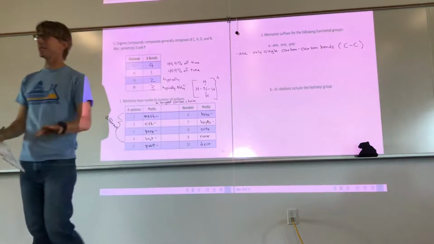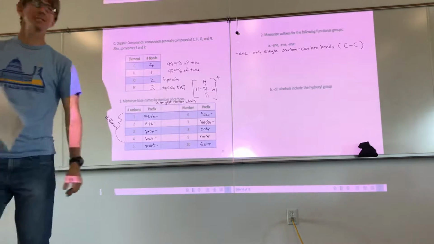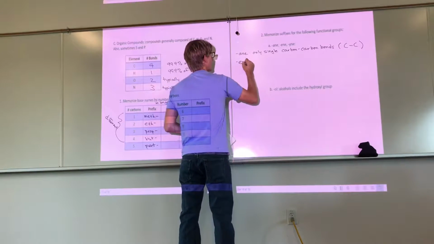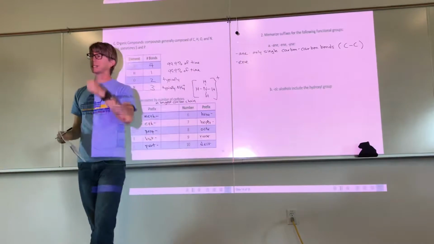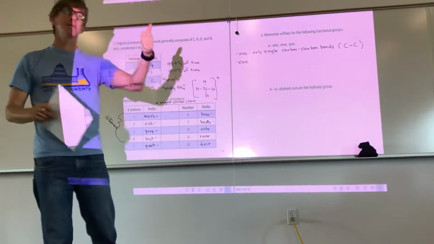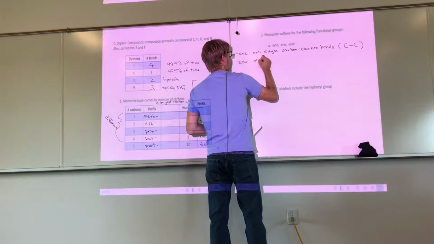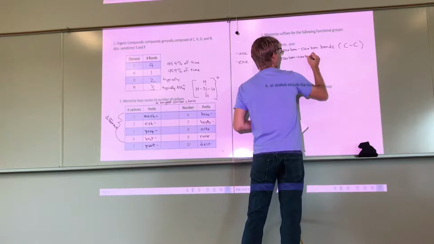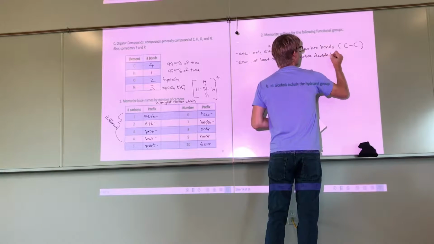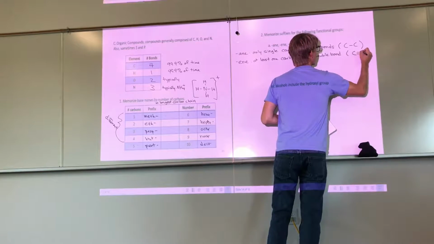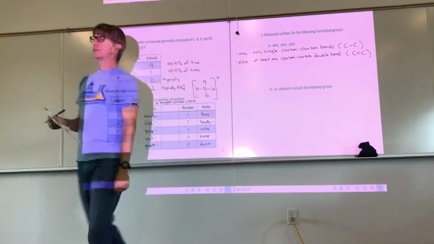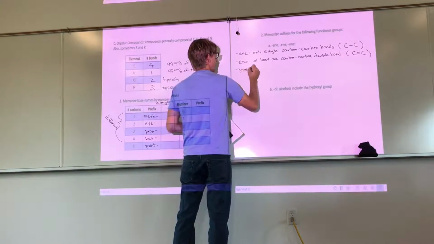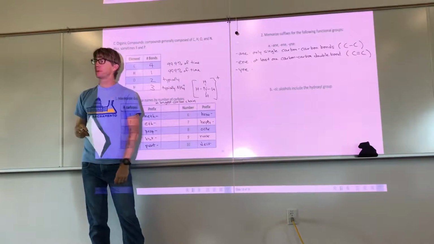It's a little weird with so many C's and parentheses, because the parentheses look like C's as well. But that's a picture of a carbon-carbon single bond. ENE has at least one carbon-carbon double bond. And that'll be 2 dashes, where each dash is a bond, and YNE, at least one carbon-carbon triple bond.